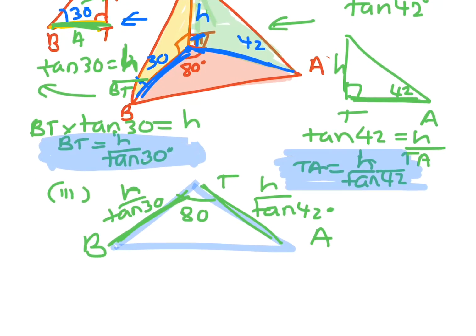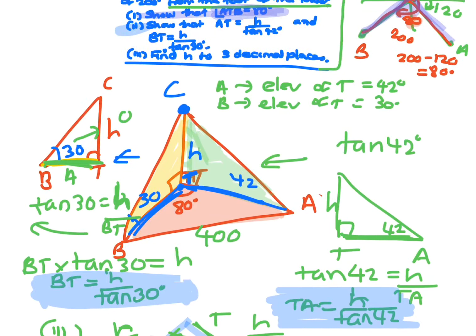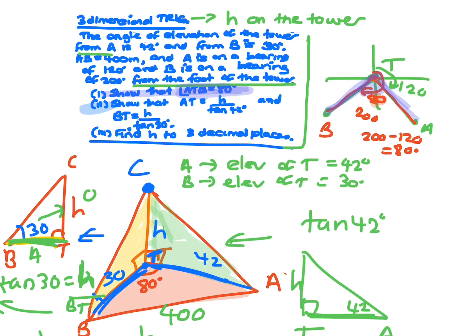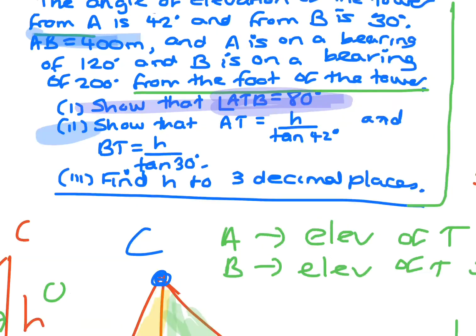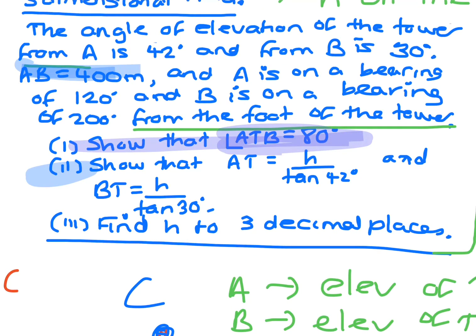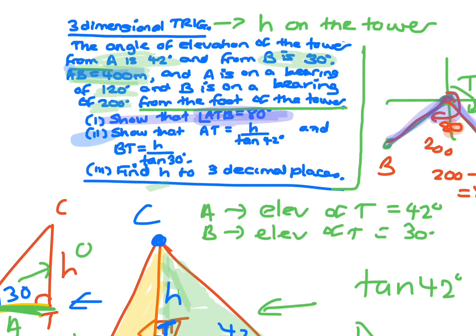And what we want to do, we know that this here is 400, okay? Because we got the distance between A and B. If you look back at the question, distance between A and B is 400. That's where they say it up here, okay? You see the 400. So we've got that distance, we've got the bearings 120, 200, and the angle of elevations from A is 42 and from B is 30.